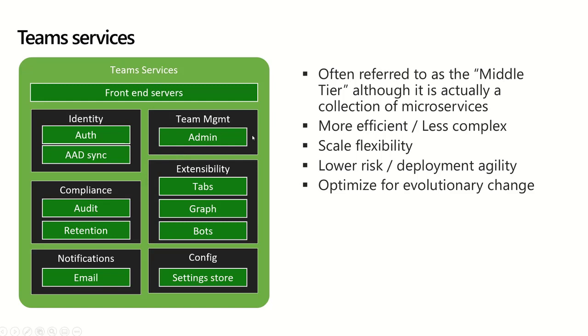We've also optimized these for evolutionary change. Each of these boxes tends to change at a different rate. So for example, the notifications layer hasn't changed much since we originally delivered it. The configuration, the settings store, changes relatively often. The teams management area changes a lot relative to some of the others, and the extensibility area also changes relatively often compared to some of the others. So it allows us to iterate at different paces across different services.